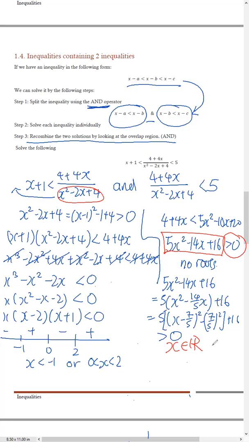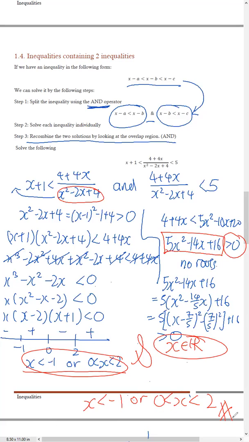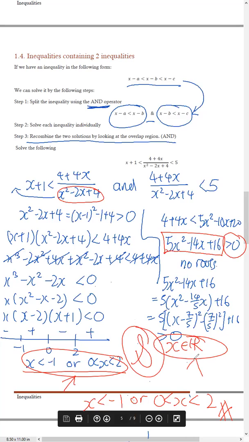So the final solution will be this and this, the overlap of this and all real values. Clearly, the final solution will just be x less than minus 1 or x between 0 and 2, because this solution itself is the actual overlap. So this is how we solve an inequality containing two inequalities. Split it up using the AND operator, solve individually, then recombine the solutions using the AND operator again, meaning the overlap between this solution and this solution.